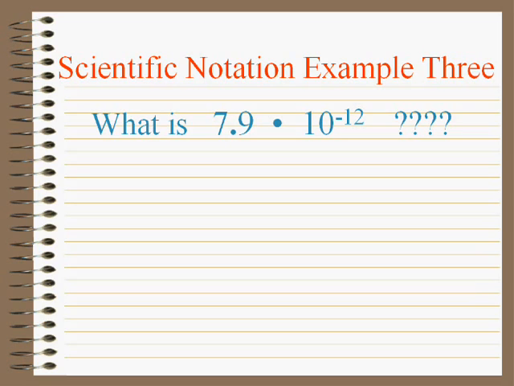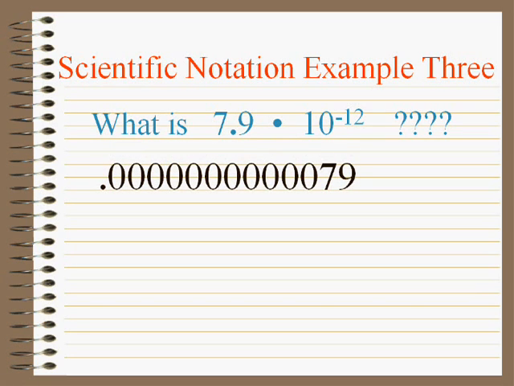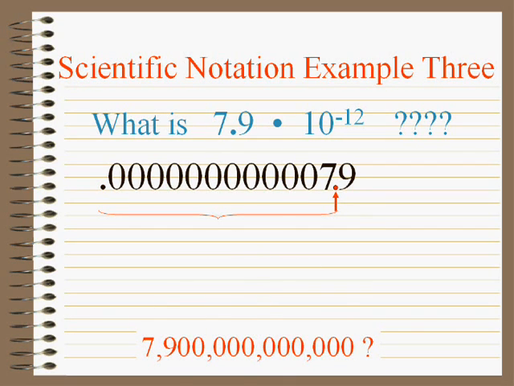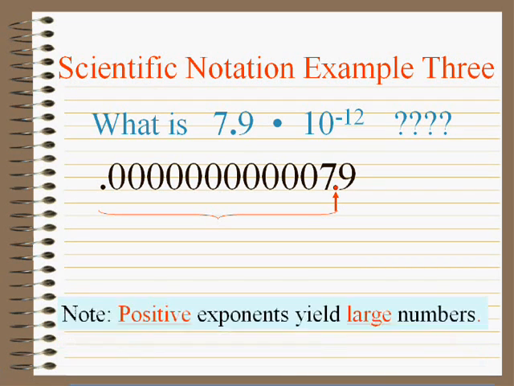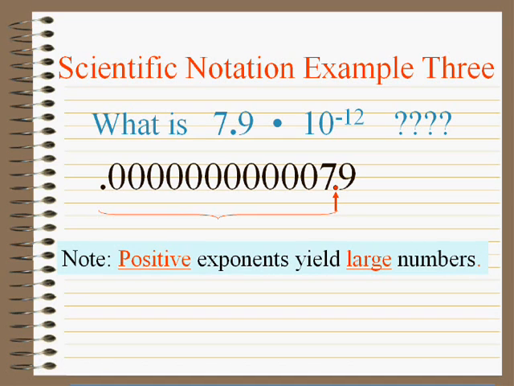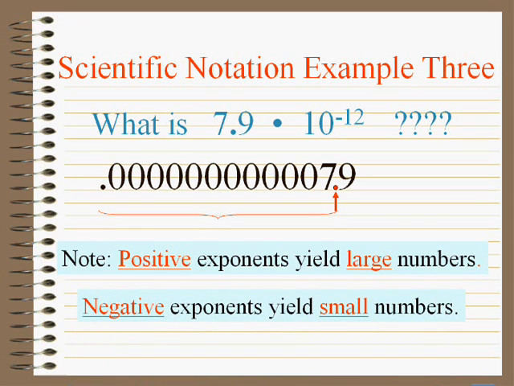7.9 times 10 to the minus 2 is a very small number. It's not negative, it's a very small number. What happened? Well, we went from 7.9, a number between 1 and 10, we went 2 digits to the left, to the small direction, and it ended up there. It can't be this one, because that's a very large number. I don't want you to remember going right and left. Recall that positive exponents will yield large numbers, and negative exponents will yield small numbers. That's the way to remember it.